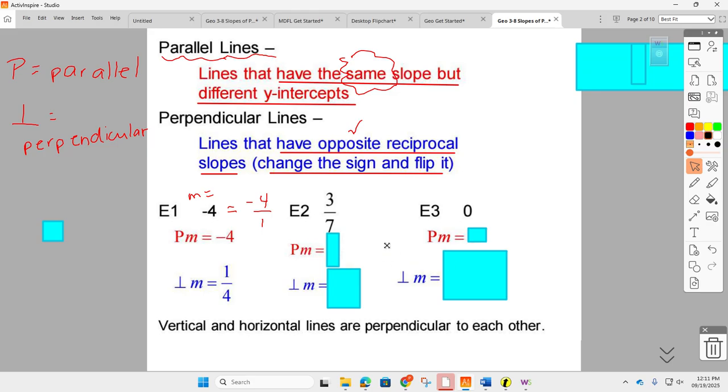So if the slope of a different line is 3/7, what is the slope of a line that is parallel to that line? Ashton says 3/7. Ashton is right.